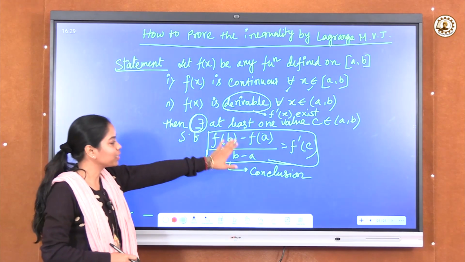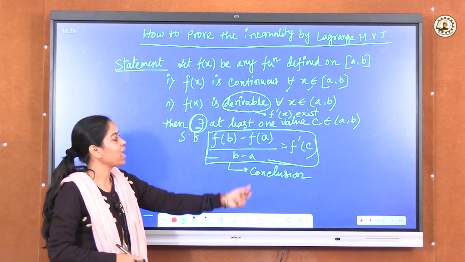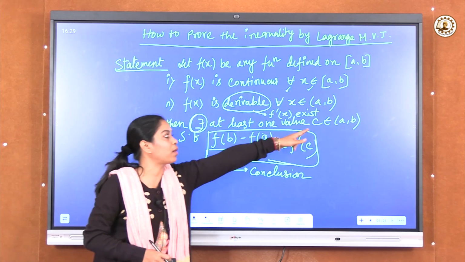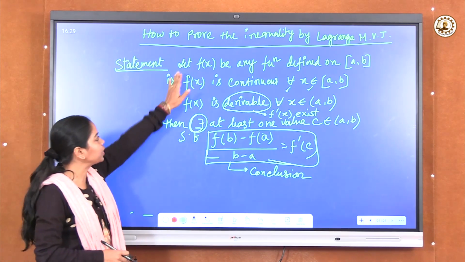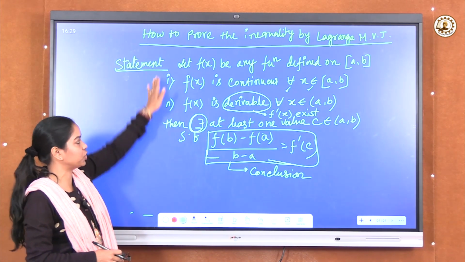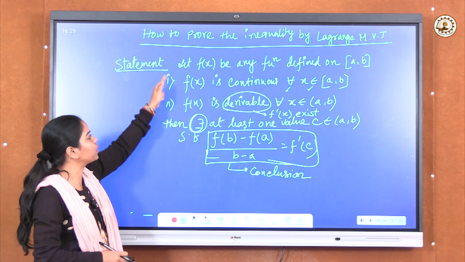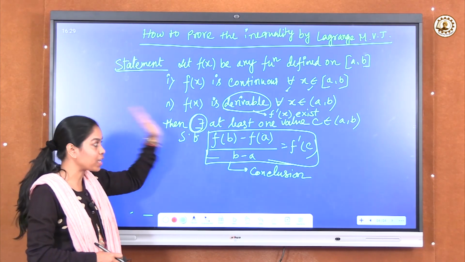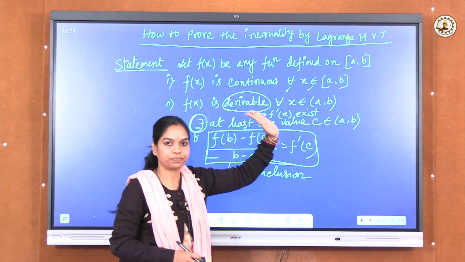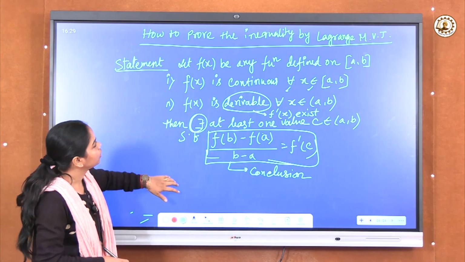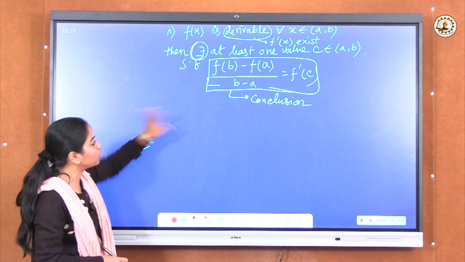This is the conclusion of Lagrange mean value theorem, and we can get the value of c only when the function satisfies these two conditions. If the function does not satisfy any one of these two conditions, then we cannot get the value of c. Okay? Now, how to prove the inequality?